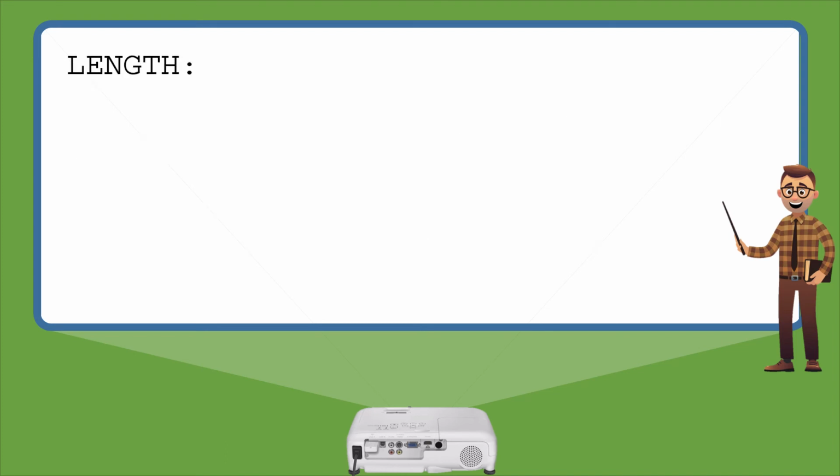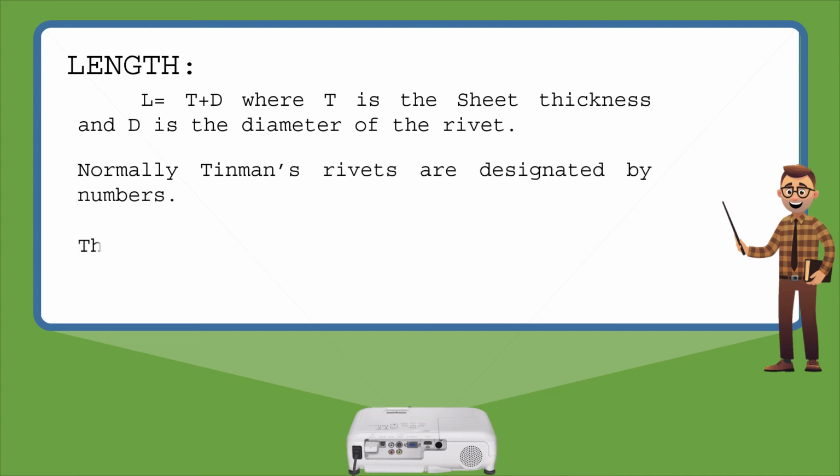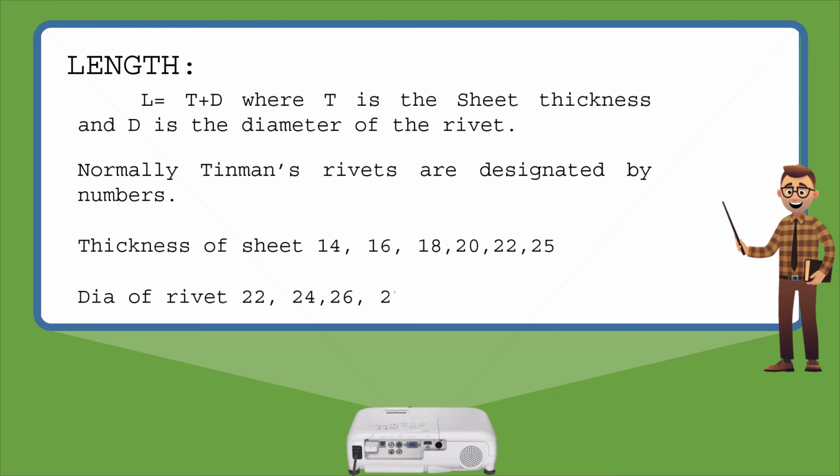And next, we are going to discuss how to calculate the length. L is equal to T plus D, where T is the sheet thickness and D is the diameter of the rivet. Normally, tinman's rivets are designated by numbers. Thickness of sheets are 14, 16, 18, 20, 22, 25, and diameter of rivets are 22, 24, 26, 27, 28, 30.